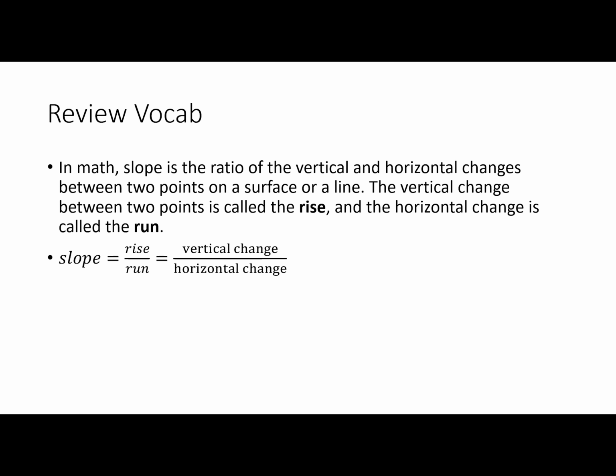Let's review some vocab. In math, slope is the ratio of vertical change and horizontal change between 2 points on the surface or a line. The vertical change between 2 points is called the rise and the horizontal is called the run. So slope in math for a line is rise over run, vertical change over horizontal change. Sometimes we say change in y over change in x.